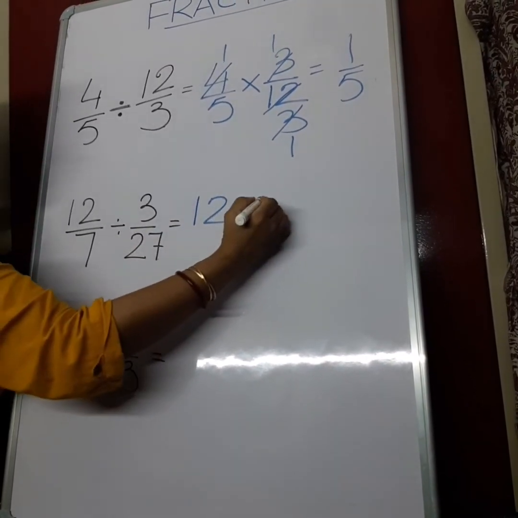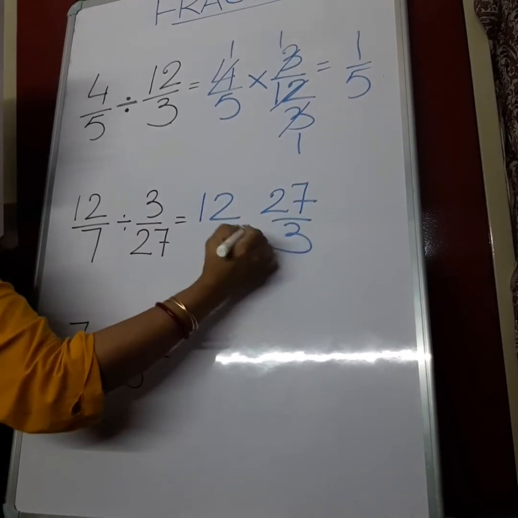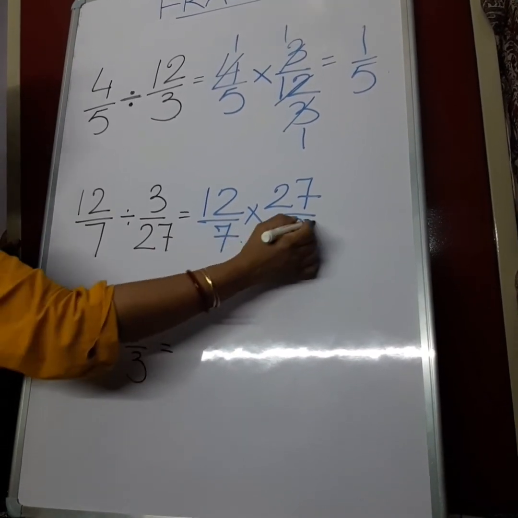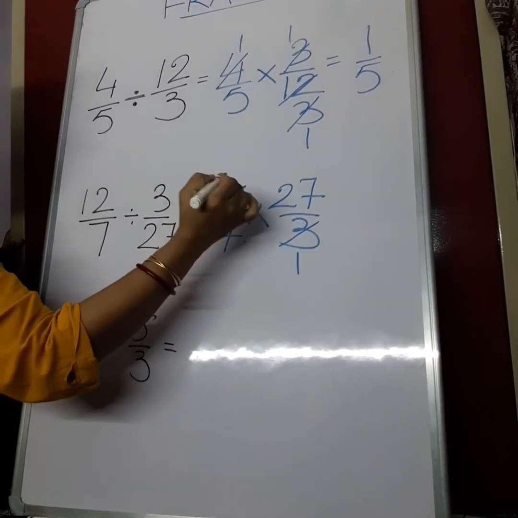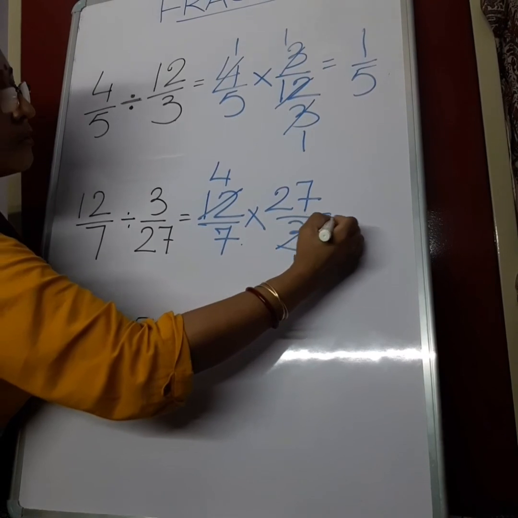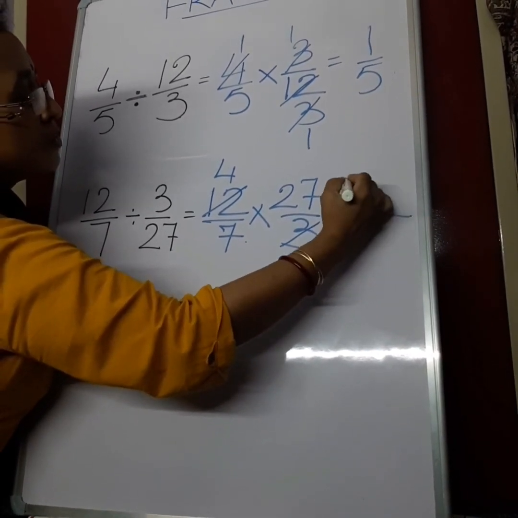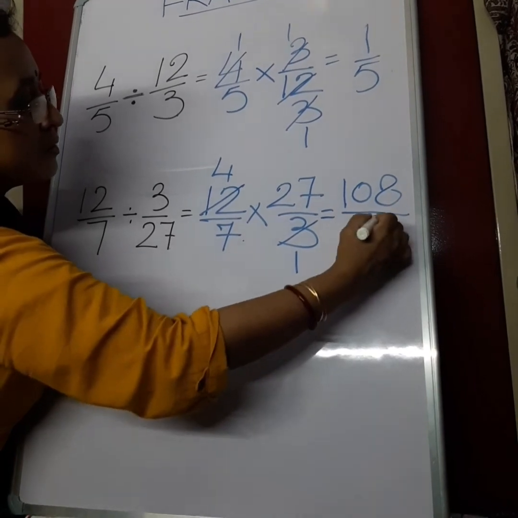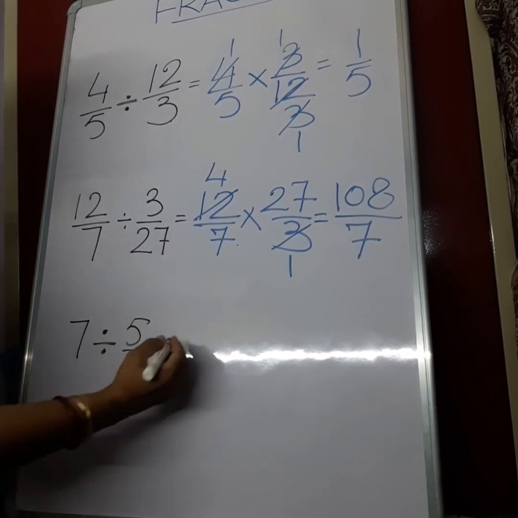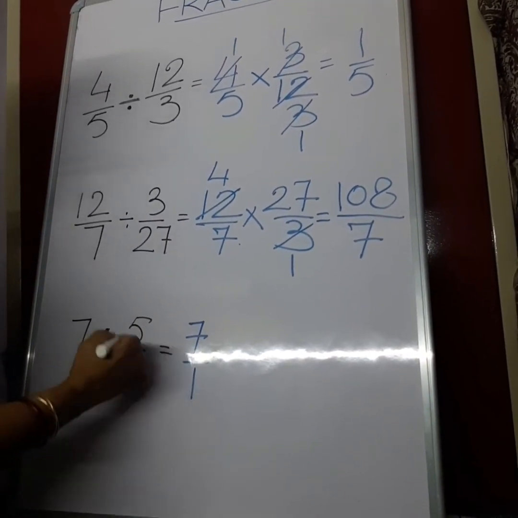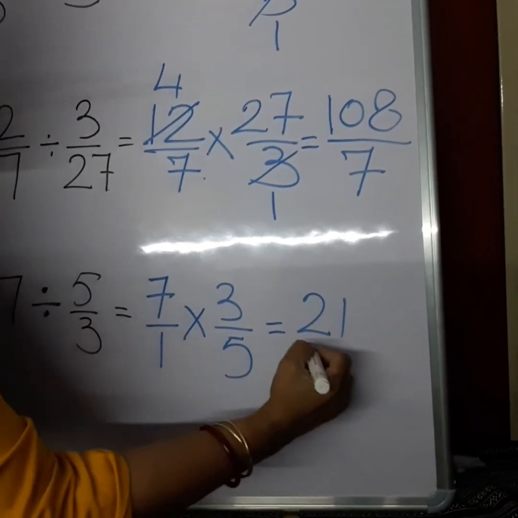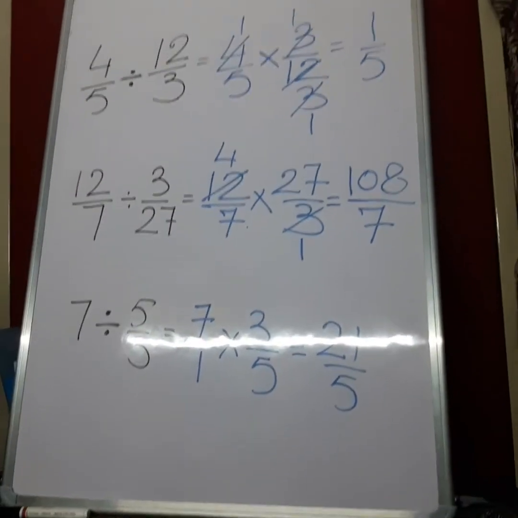The reciprocal is 27 by 3 and here it is 12 by 7. So 3 ones are 3, 3 fours are 12. 108 upon 7. Here again 7 by 1 and the reciprocal is 3 by 5. So it is 21 by 5. We can change it into mixed number.